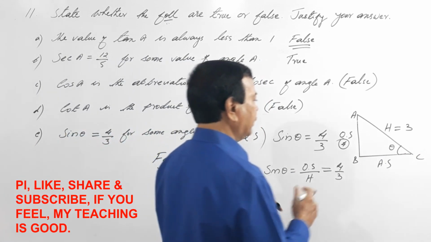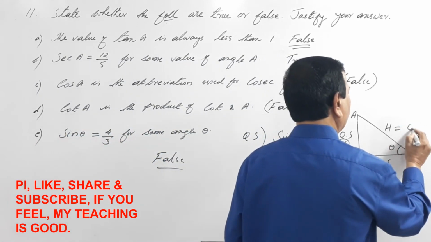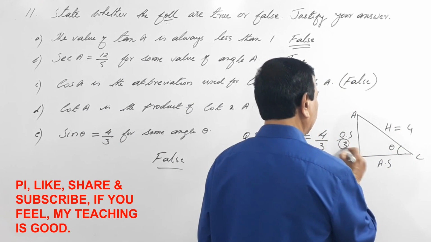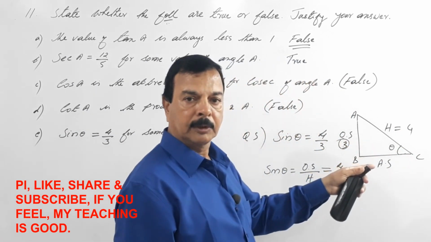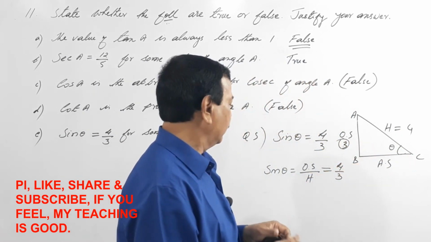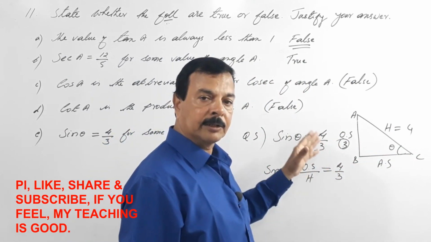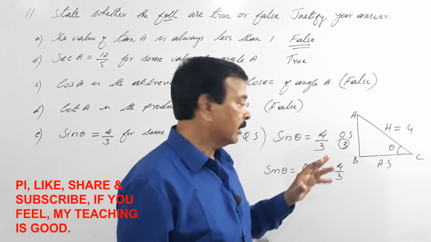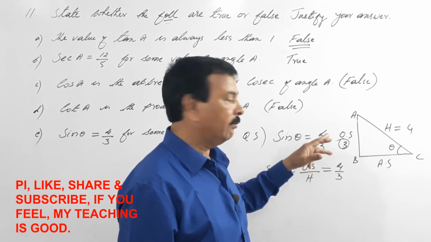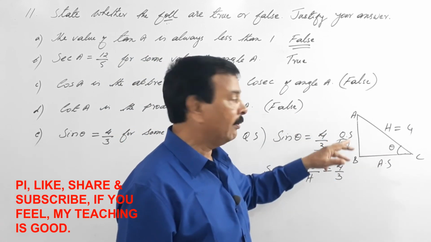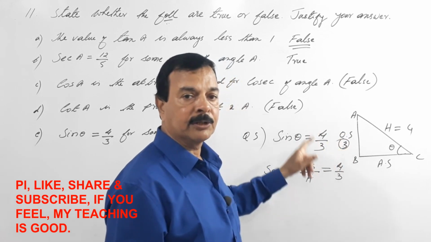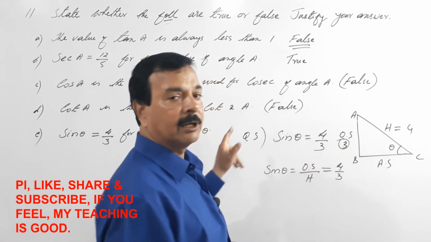In the event if this were to be 4 and this were to be 3, it is possible, right? So since the ratio of 4/3 is not like this, since the value of hypotenuse is less than the value of the other side, this ratio is not possible, hence the answer is false.